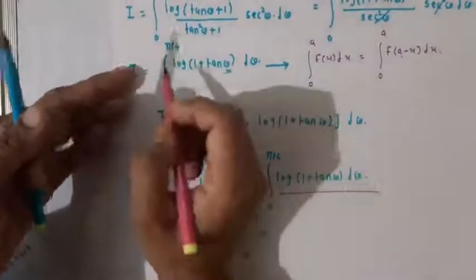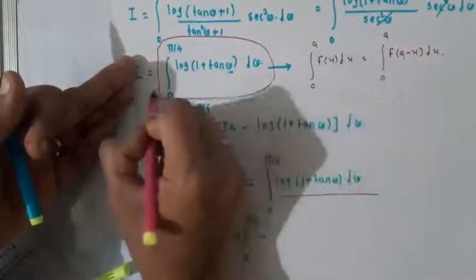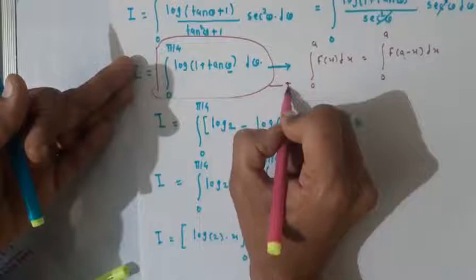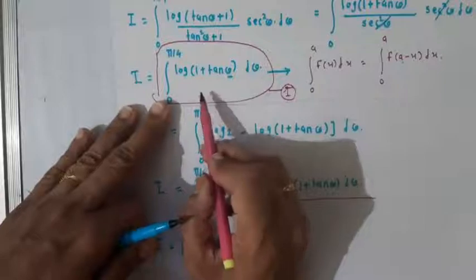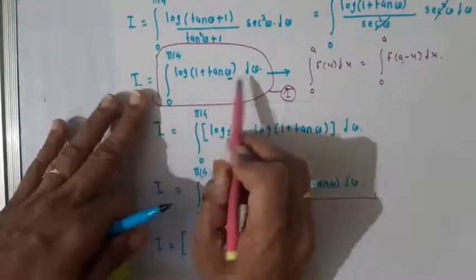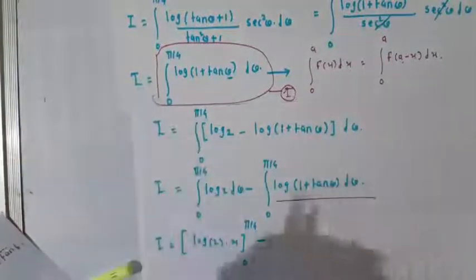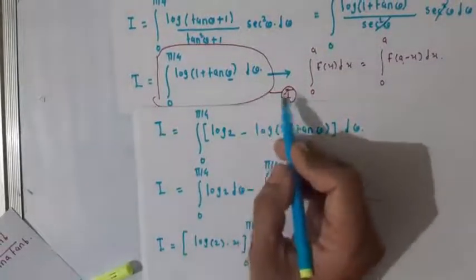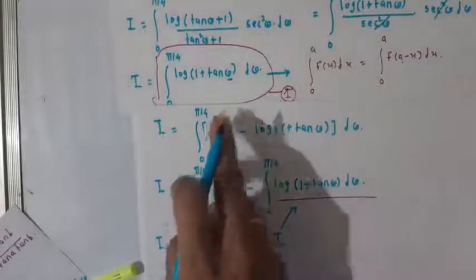See here students, from the property we used, suppose this is 1, and from 1 we put the value of log of 1 plus tan theta 0 to pi by 4, this is integration I, okay. So from 1 the value of this is I, suppose I equal to this and this is I, okay.